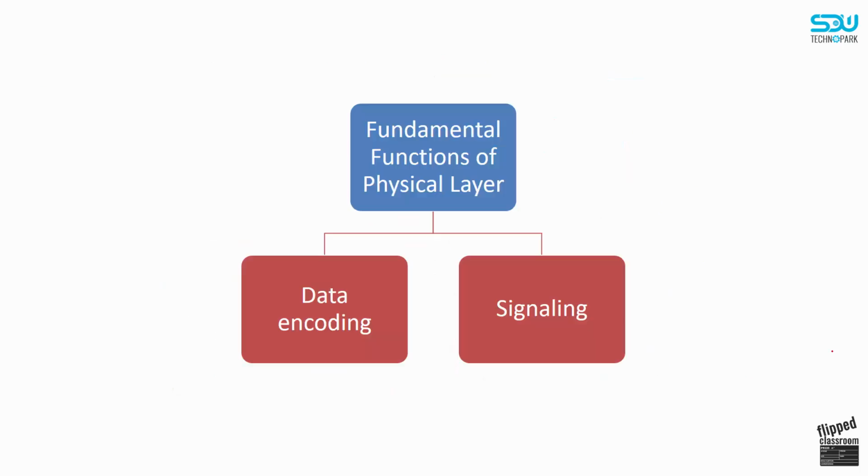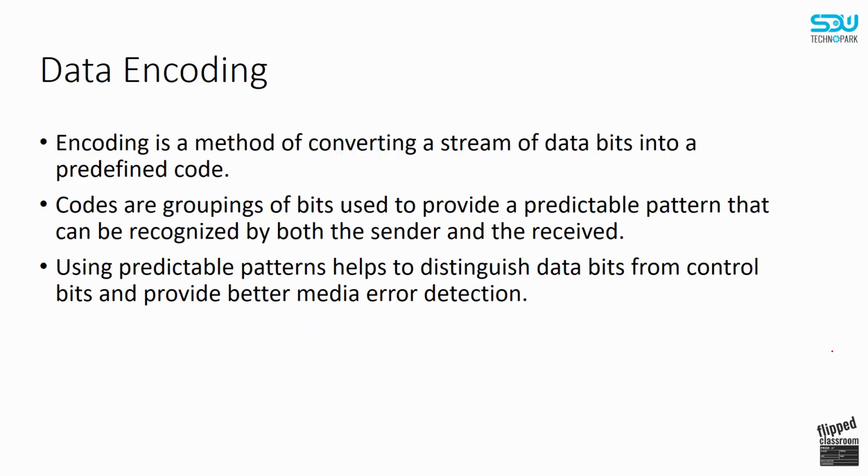Okay, two fundamental functions of the physical layer: data encoding and signaling. Let's take a look at them. What is data encoding? Data encoding is the method of converting the stream of data bits into predefined codes. The codes are a grouping of bits used to provide a predictable pattern that can be recognized by both sender and receiver. Using predictable patterns helps to distinguish data bits from control bits and provides better media error detection.